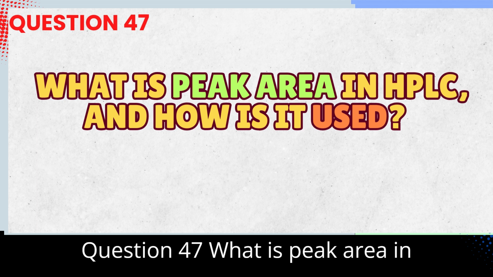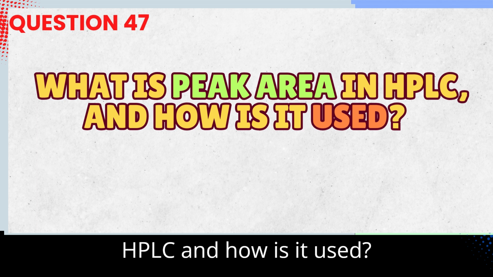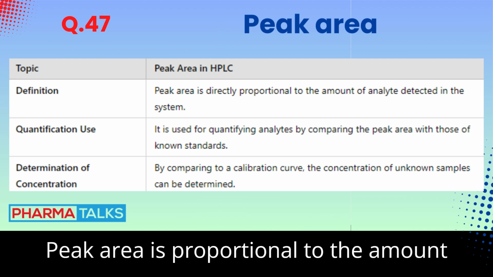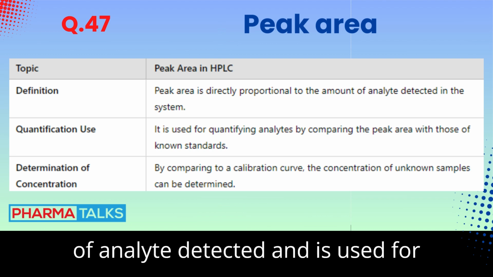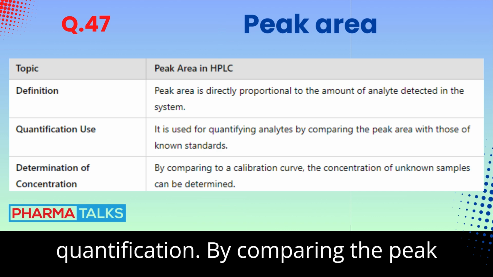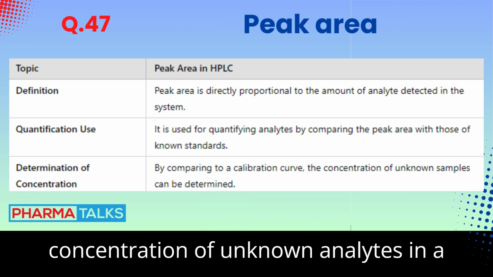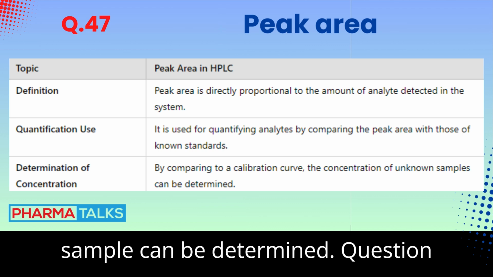Question 47. What is peak area in HPLC, and how is it used? Answer. Peak area is proportional to the amount of analyte detected and is used for quantification. By comparing the peak area to that of standards, the concentration of unknown analytes in a sample can be determined.